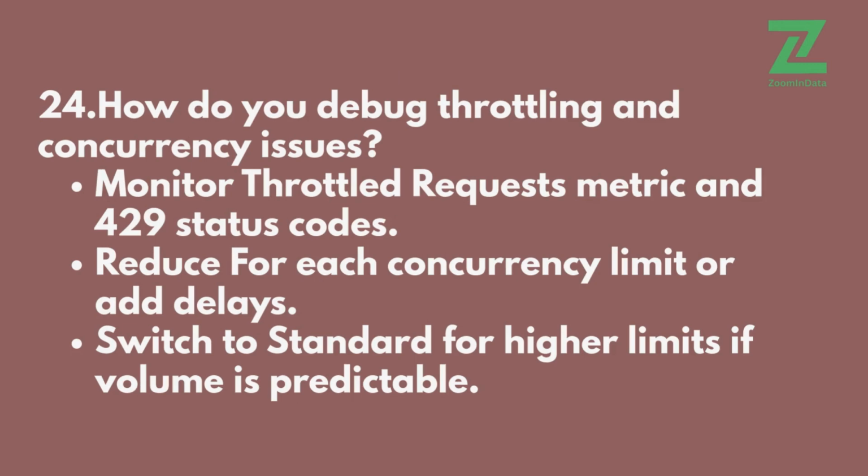How do you debug throttling and concurrency issues? Monitor the throttled requests metric and 429 status codes. Reduce the for each concurrency limit or add delays. Switch to Standard for higher limits if volume is predictable.